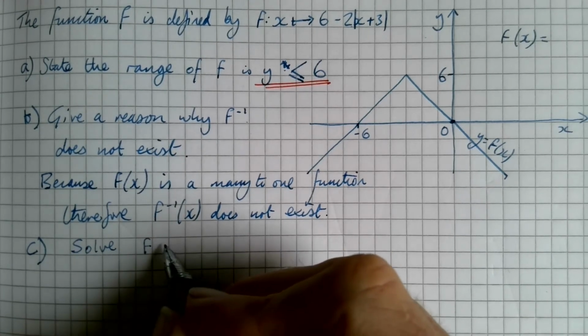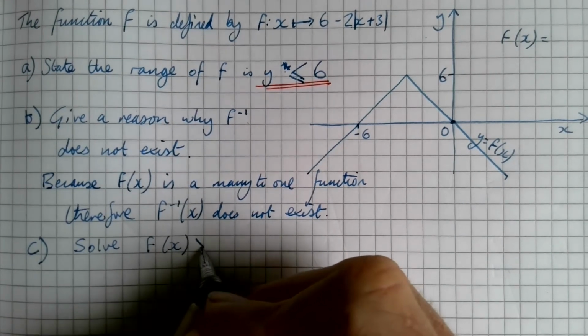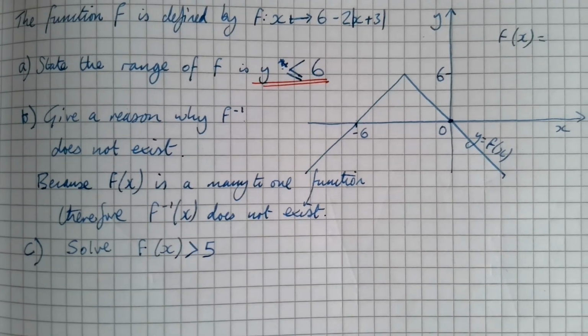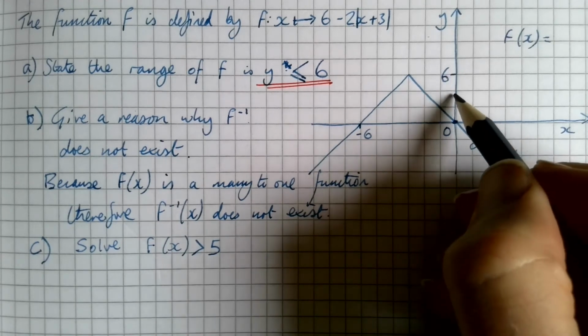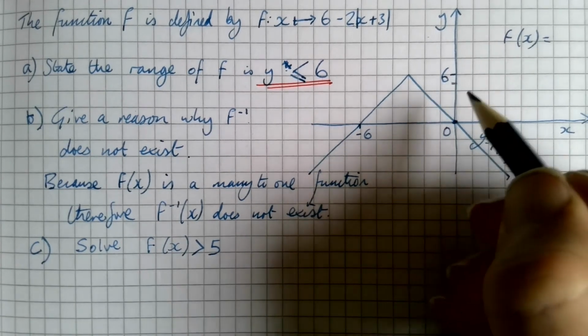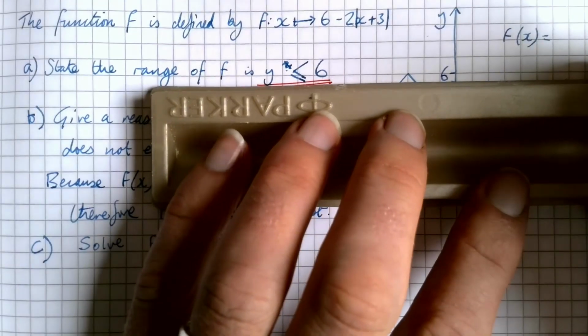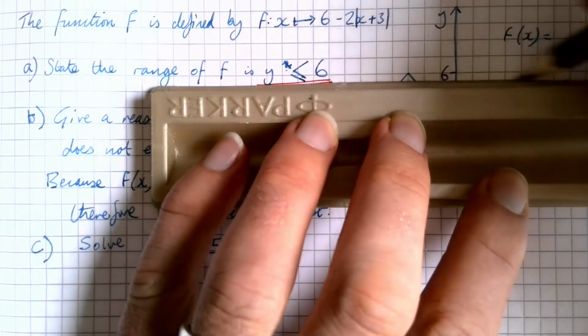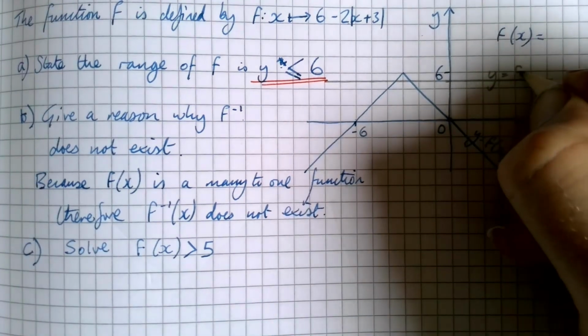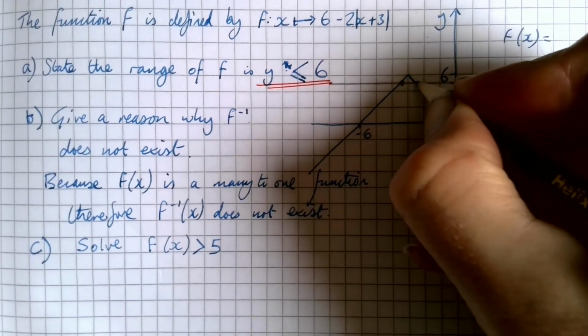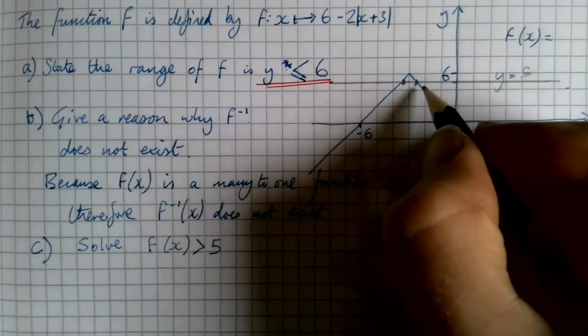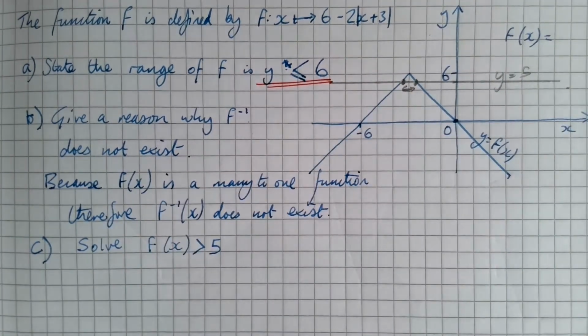So we're going to be solving our function being larger than 5. So have a little think about that. And the first thing to consider is, well, when is it going to be larger than 5? Well, if that's 6 there, 5 is going to be about there, isn't it? And if I was to draw this across here, there is the line y equals 5. It's only going to be bigger than 5 within that little region there, isn't it?